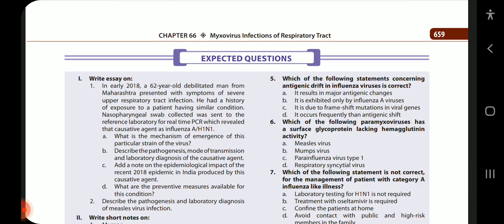Which of the following statements concerning antigenic drift in influenza virus is correct? It results in major antigenic changes? No. It is exhibited by influenza A virus? No. It is due to frame shift mutations? No. It occurs more frequently than antigenic shift? Yes, it occurs much more frequently than antigenic shift. Which of the following paramyxoviruses has a surface glycoprotein lacking hemagglutinin activity? It is the respiratory syncytial virus.